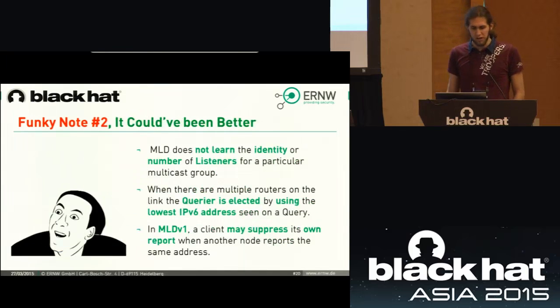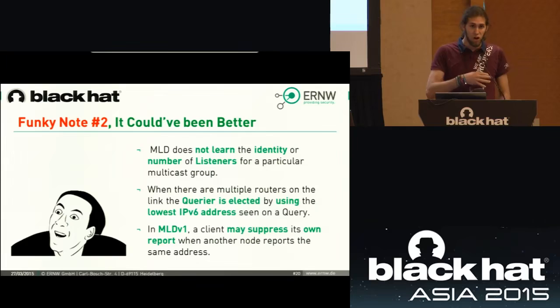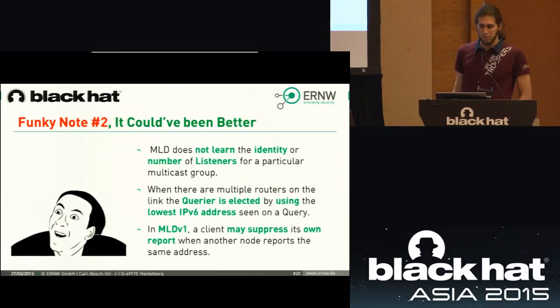So next funky note: MLD, even though it learns to manage the groups and which sources these multicast groups are provided by, does not learn how many listeners there are in our network, or at least in this local link. So it has no clue how many listeners are connected to it.